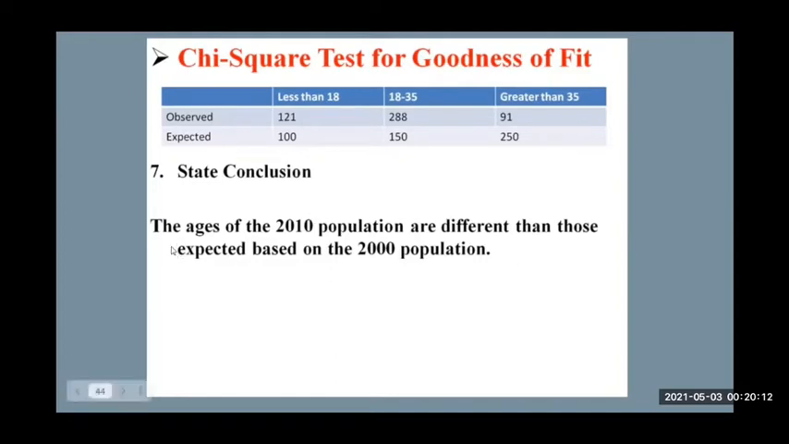State a conclusion. The ages of the 2010 populations are different from those expected based on the 2000 population.